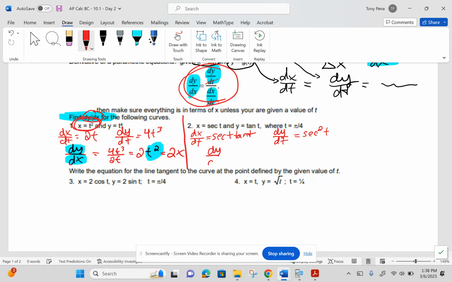And then now for the third time here, the dy/dx that we are looking for should be the dy/dt, so this secant squared, divided by the dx/dt, which is secant t tangent of t. This one also I would suggest simplifying if you can. The secants would reduce, so you would end up with secant of t over tangent t. That actually reduces more, but because we have a time to plug in, it's pretty straightforward if we just plug it in now.